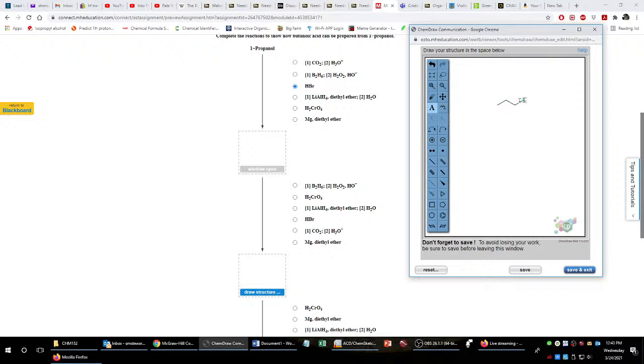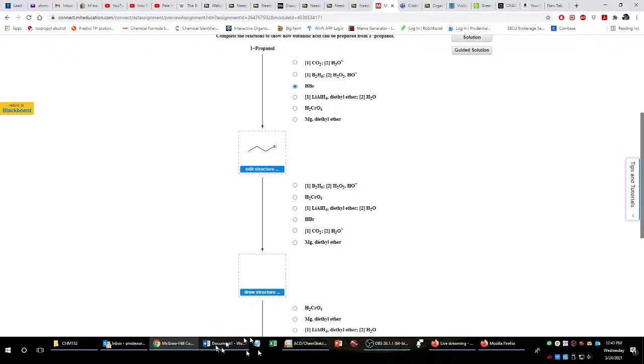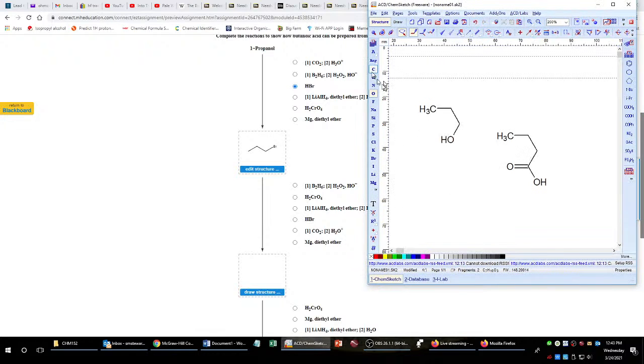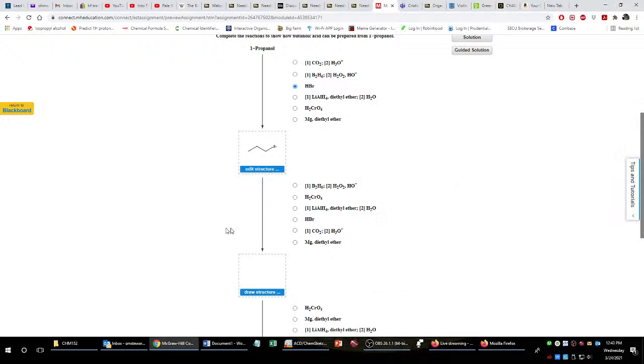1-bromopropane. So I've taken my propanol and I've converted it to this compound here, the 1-bromopropane. Now I can react it. Now the bromopropane here, we've already used up this reagent.